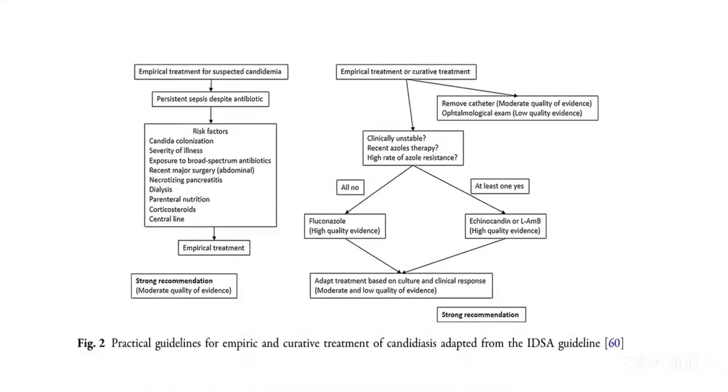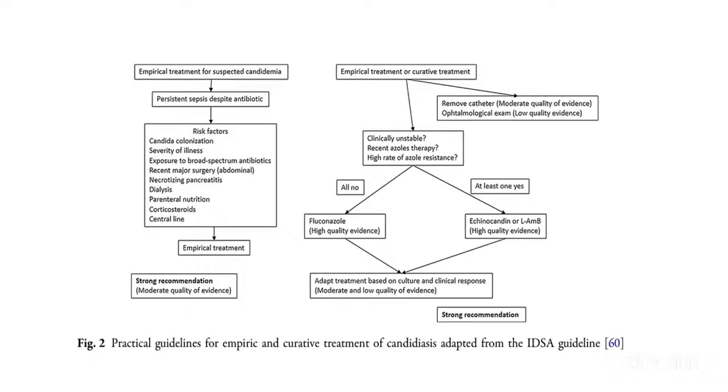For empirical treatment of suspected candidemia, if fever is persistent despite antibiotics and risk factors are present, we have to start empirical treatment. It is a strong recommendation. Empirical or curative treatment also includes removal of catheters and so on. If the patient is clinically unstable, has recent azole exposure, or there is a high rate of azole resistance, then if none of these are present, we can start fluconazole. If anything is present, we have to start an echinocandin or liposomal amphotericin B.